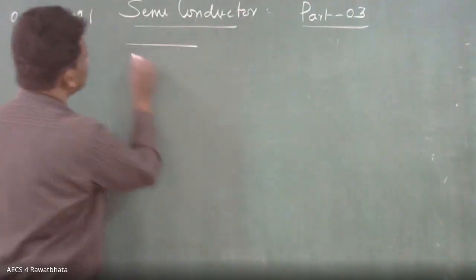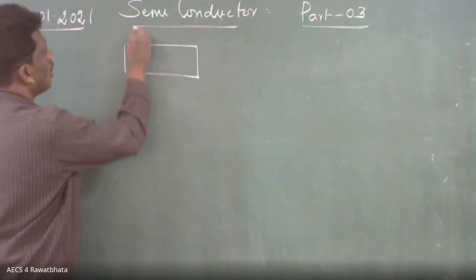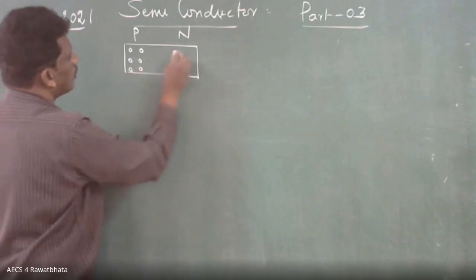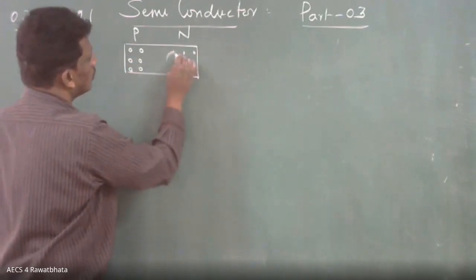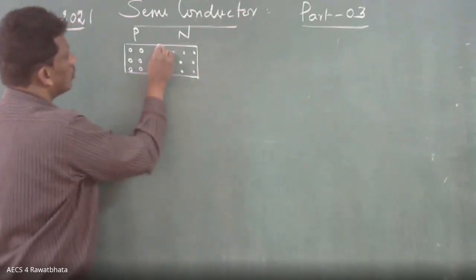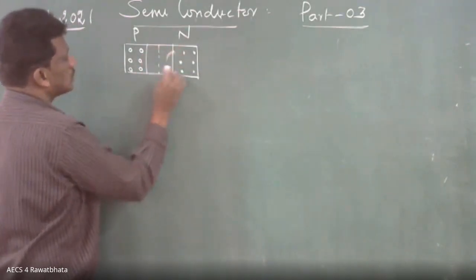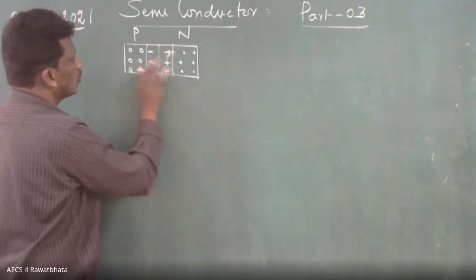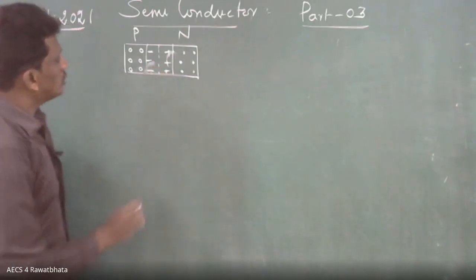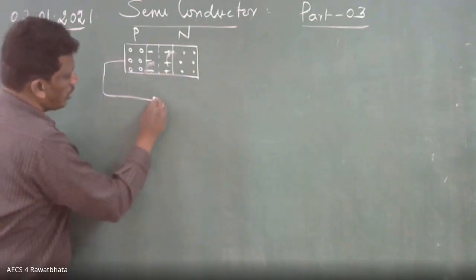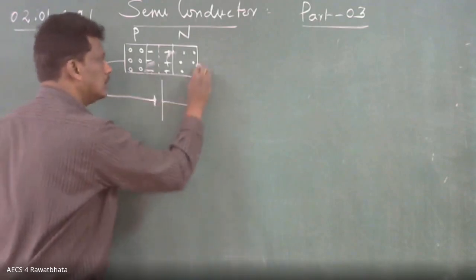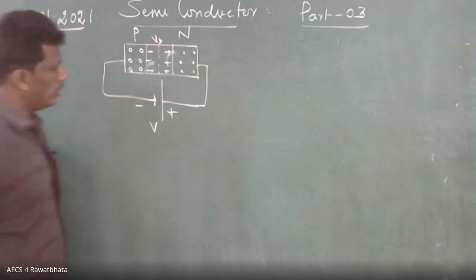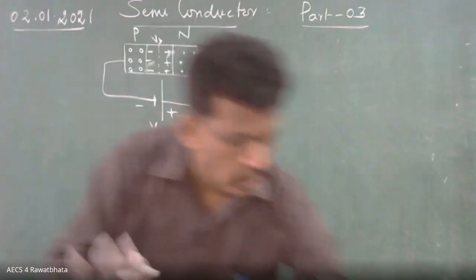So here, suppose you take this as P and this as N. Now you see minus here, plus here. Here you are going to connect the minus. Listen carefully. Here plus, just the reverse. So plus and minus, here V, and here the potential barrier VB. Now look at that. And all of you listen now.